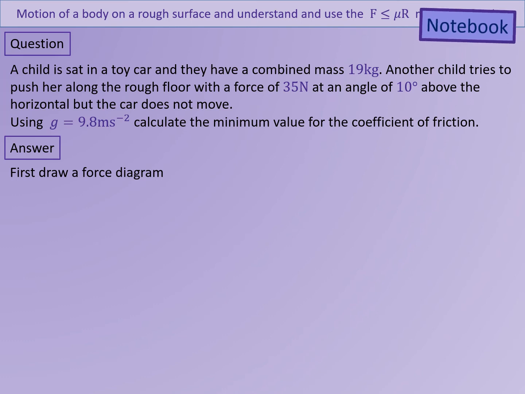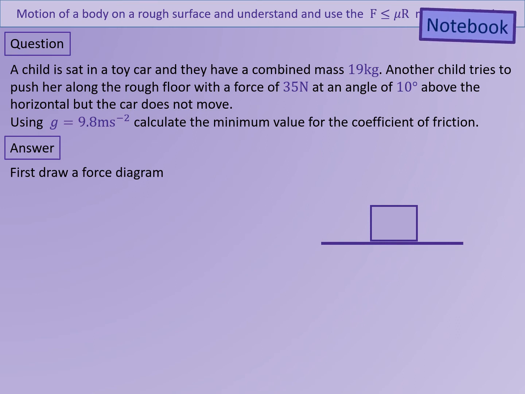We don't need to draw this elaborate toy car. And the toy car, we're making this assumption that it's not on wheels, because that causes all sorts of other problems. So it's just a box with a child sat in it, and they're trying to move them along. So I can draw the child sat in the toy car. There they are. Another child is trying to push this box.